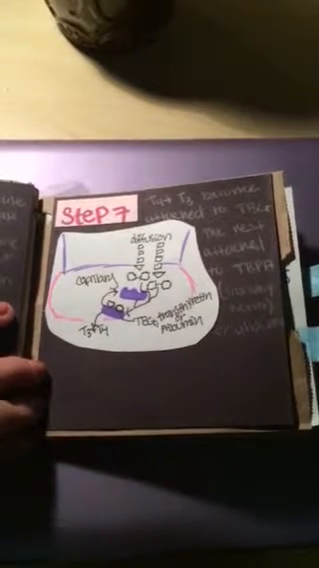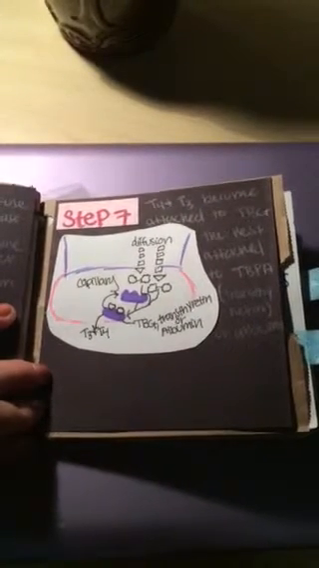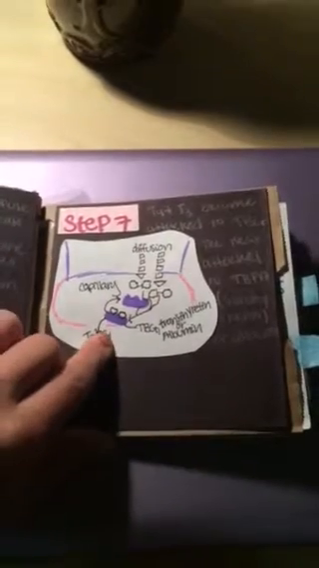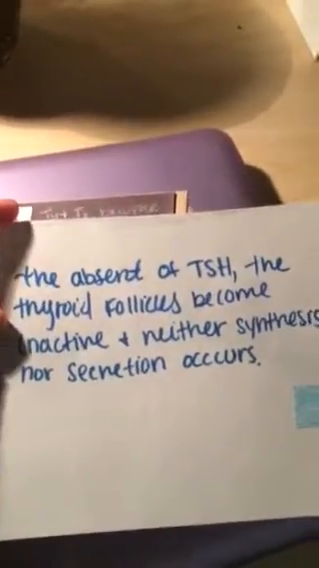Step 7. T4 and T3 become attached to the TBG and the rest attached to the TBPA, which is transthyretin or albumin, in the capillary of the follicle cell. Then a note. In the absence of TSH, the thyroid follicles become inactive and neither synthesis nor secretion may occur.